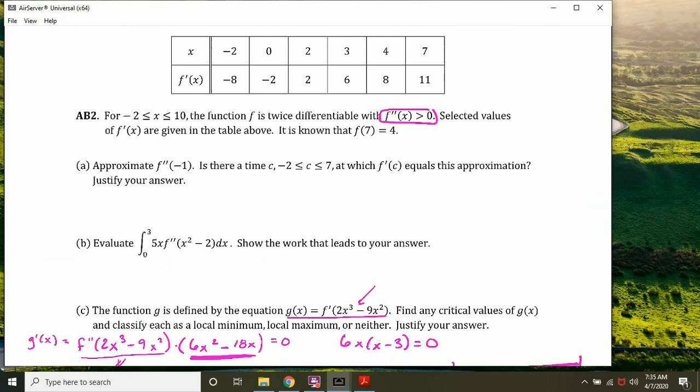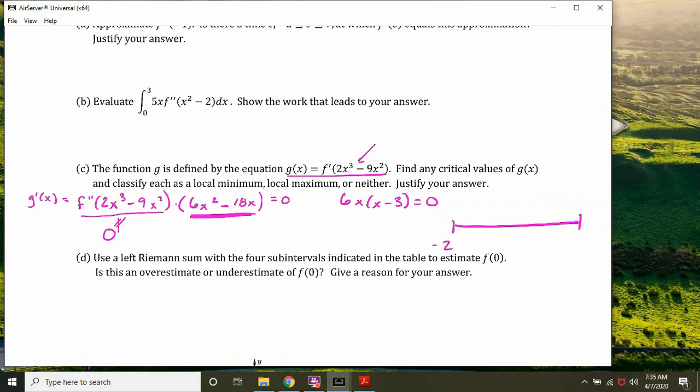And what are we on? The closed interval -2, 7. Okay, so we found the critical points of g: x equals 0 and 3. Okay, now again, let's test the sign. F double prime is always positive, so that's great. And so we're really just looking at the sign of this in these different regions.